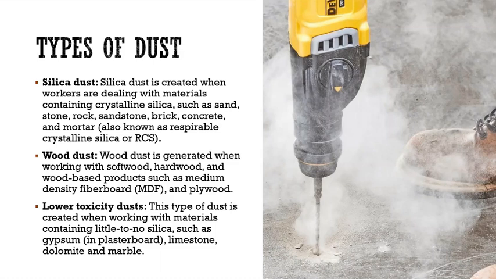Then wood dust. Wood dust is generated when working with softwood or hardwood and wood-based products such as medium density fiberboard or even plywood. You can also get a lot of wood dust, and what this contains is obviously whatever the wood is treated with. Sometimes it's these poisons that perhaps go into the wood to protect them from certain bugs, or perhaps even the treatments that go onto these woods that sit in the actual fibers or the dust that we inhale. And this contains different types of dangers for us as well.